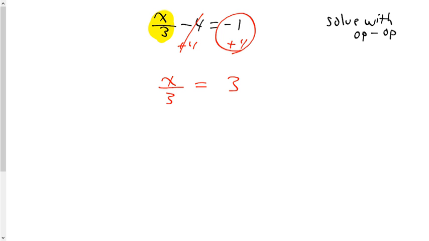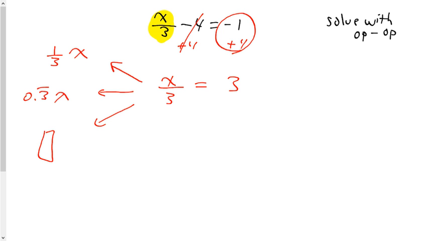Now remember, a third of x, I just want to make a note here if you want to have it. A third of x could look like that. A third of x could look like this. Or a third of x could look like this. All 3 of those are a third of x.